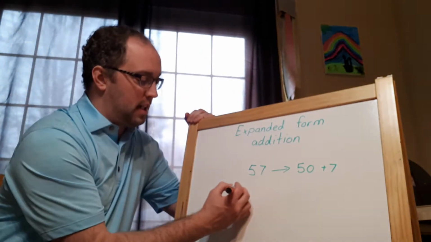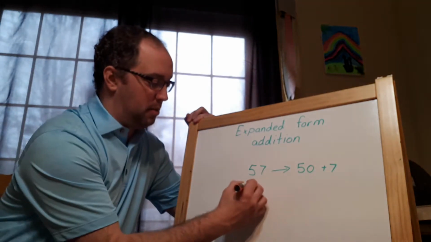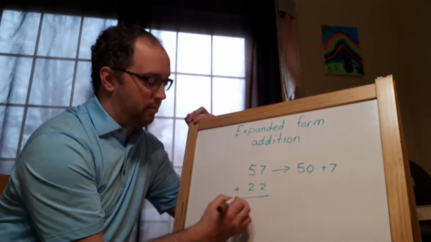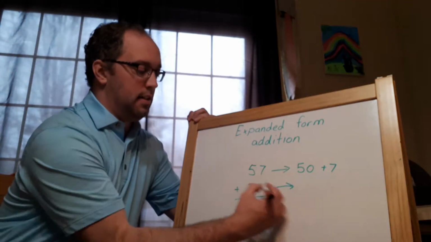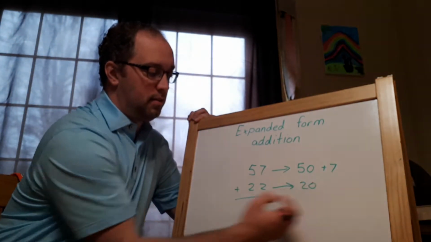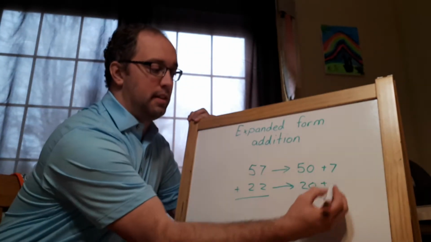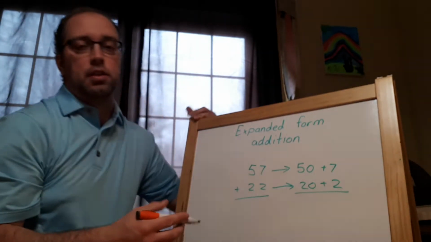And then maybe we're going to add another number. How about 22? I'm going to expand this one over here as well. The front 2 means 20. The back 2 means 2. And now I'm going to add these together.